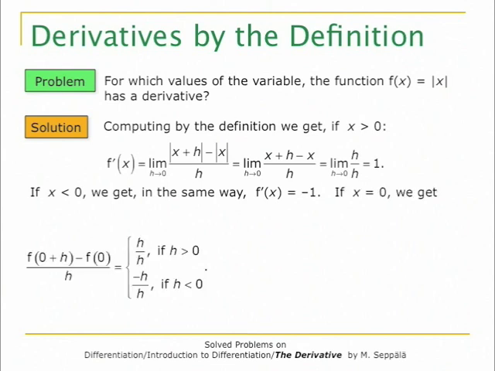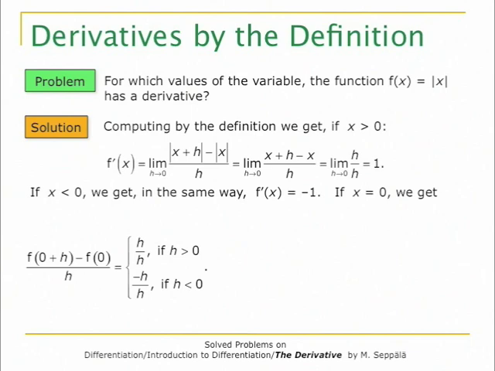If x is 0, then we have to consider the expression f at 0 plus h minus f at 0 divided by h. And now if h is positive, then f at 0 plus h is h itself. So if h is positive, f at 0 plus h minus f at 0 is simply h, divided by h, which is 1.